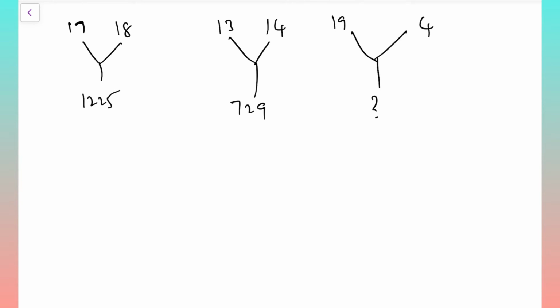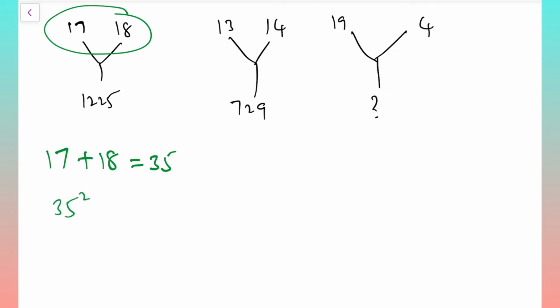Okay, now let us observe this. 17, 18 and 1225 is there. 13, 14 and 729 is there. So here I got the logic. 27 squared is 729. The same way, this is also the square of 35. So now how will I get this 35 as well as 27? Let us check the upper numbers. Here upper we have 17 and 18. If I add those two numbers, 17 plus 18 is nothing but 35. For that number 35, if I do squaring, I will get the lower number 1225.